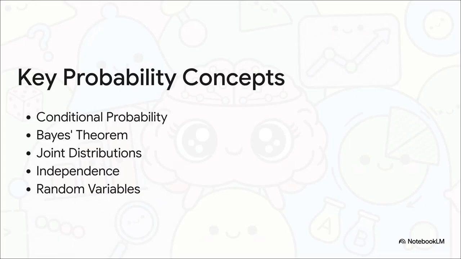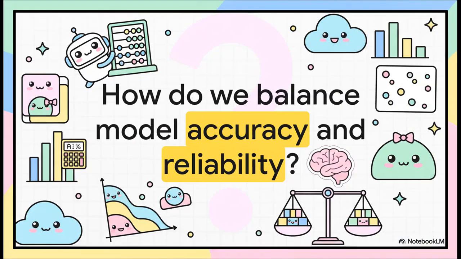And these concepts you see here, they're the gears of that engine. Take Bayes' theorem, for instance. It sounds complicated, but the idea is beautiful. It's basically a mathematical way for a model to update its beliefs when it gets new information. It's literally the formula for learning from experience. But this brings us to what is maybe the central challenge in all of machine learning.